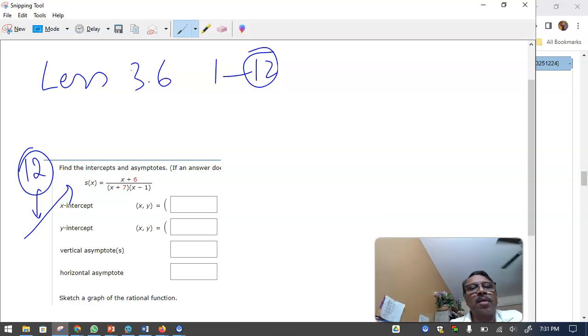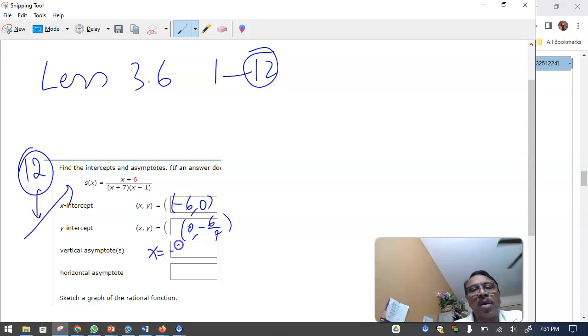But the thing is, last time if you see the video, the x-intercept that we got was -6, 0. The y-intercept was 0, -6. This is what everybody knows. Then the vertical asymptote, we had two places. One was -7, and the other one was x equals 1. And the horizontal asymptote we got was y equals 0. That is the x-axis. The question is, how do we graph this?